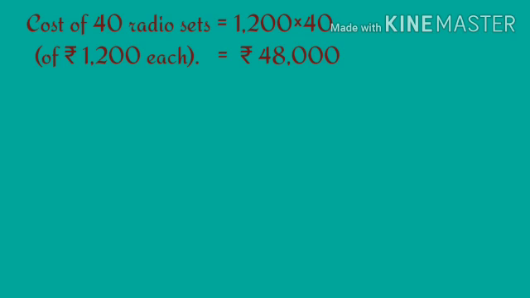Now we write the first sentence as the cost of 40 radio sets. To get the answer for this line, the cost of one radio set is 1200 rupees, and we need to multiply this number by the number of radio sets she ordered, that is 40. So, once we multiply 1200 by 40, we will get our product as 48,000 rupees. This is the total cost of those 40 radio sets. Now we need to find out how much money she had left with her after making the purchase of radio sets.